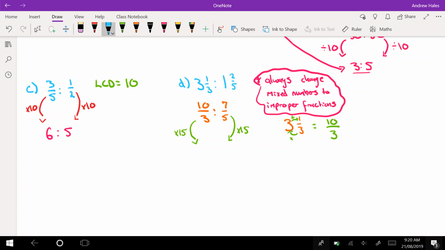10 over 3 times 15, well, that's going to give me 150 divided by 3. 150 divided by 3 is 50. Okay, and 7 over 5 times 15, well, 7 times 15 is 105. 105 divided by 5 gives me 21. So now we've got 50 to 21 as my new simplified ratio.